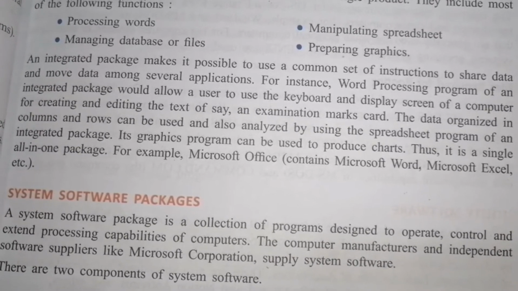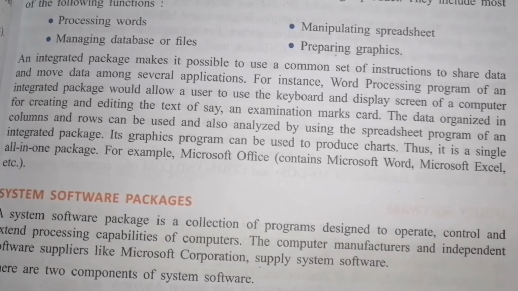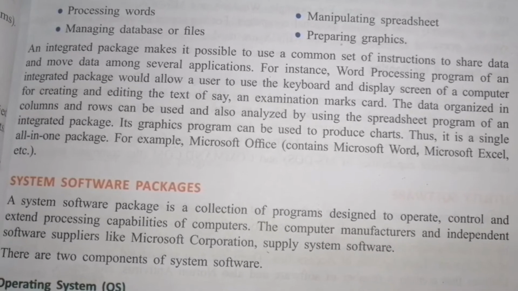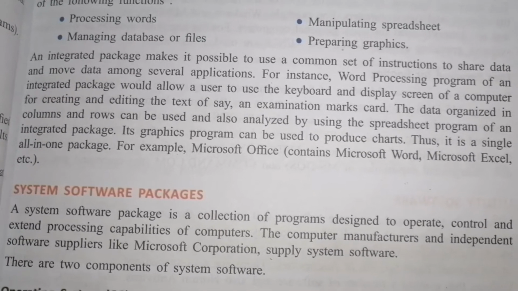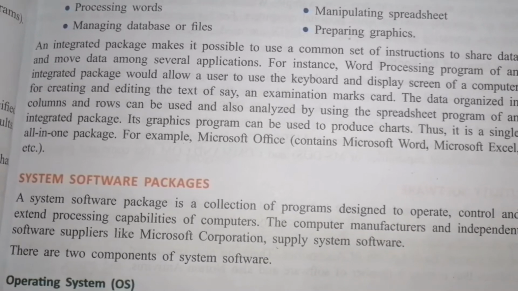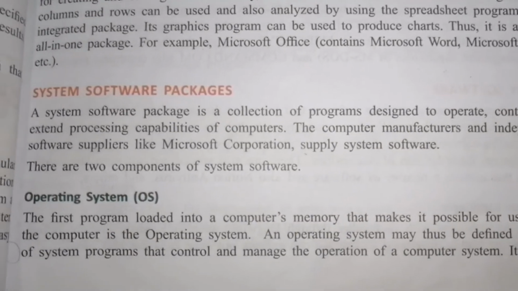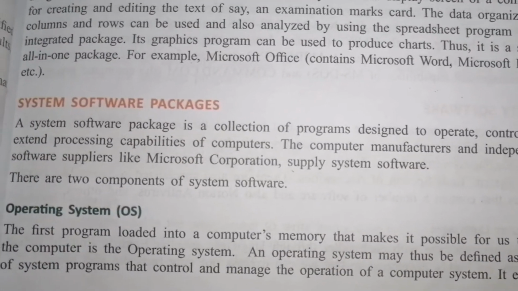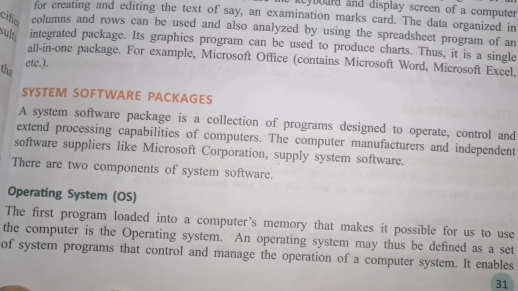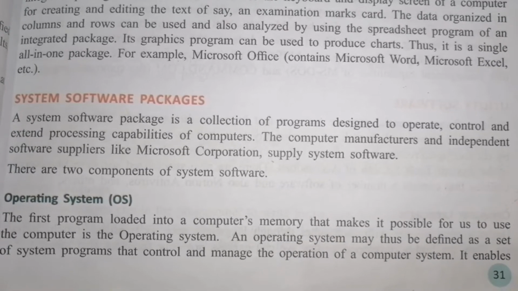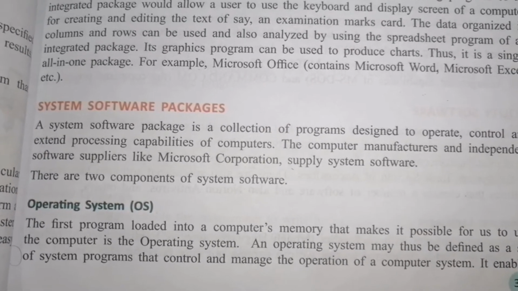The data organized in columns and rows can be analyzed by using the spreadsheet program of an integrated package. Its graphics program can be used to produce charts. Thus, it is a single all-in-one package. For example, Microsoft Office contains Microsoft Word, Microsoft Excel, etc. System software package. A system software package is a collection of programs designed to operate, control, and expand processing capabilities of computers. The computer manufacturers and independent software suppliers like Microsoft Corporation supply system software.